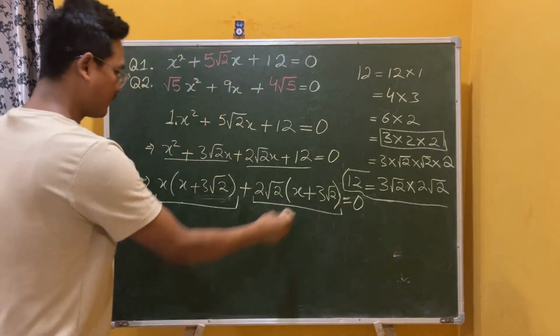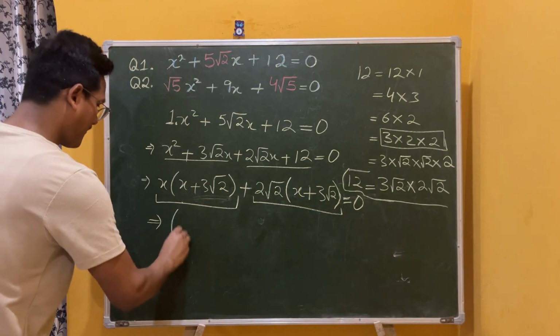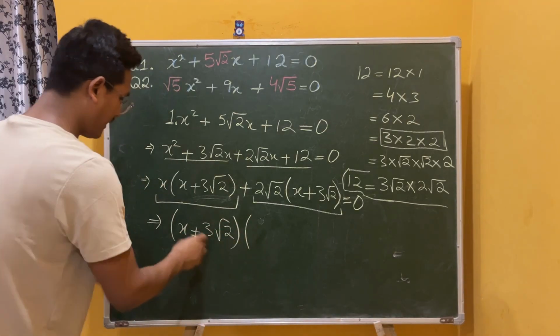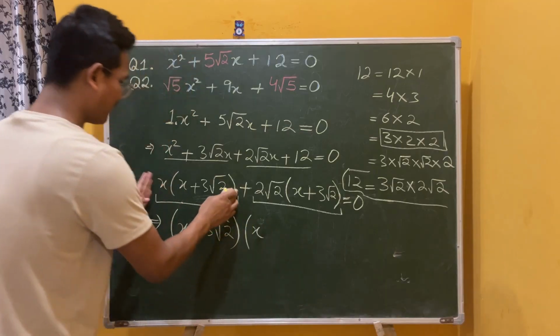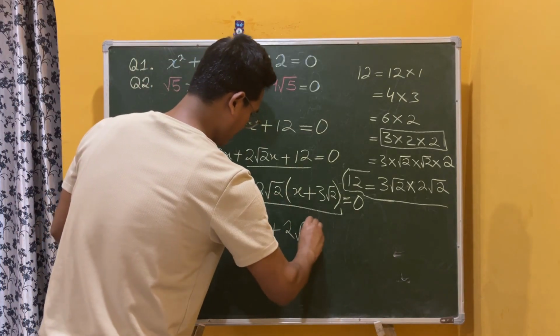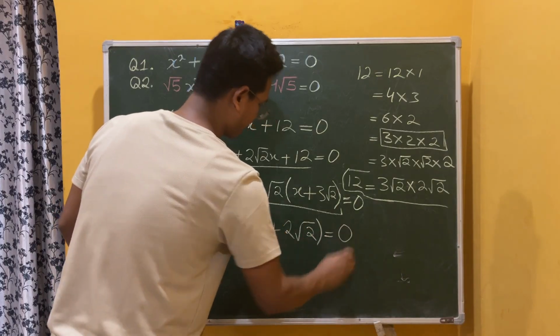Now, once we have done this, we again need to find the common between the first term and the second term. Out of these two terms, what is common? x plus 3 root 2 is common. If you multiply this with x, you get the first term. If you multiply with this plus 2 root 2, we get the second term.